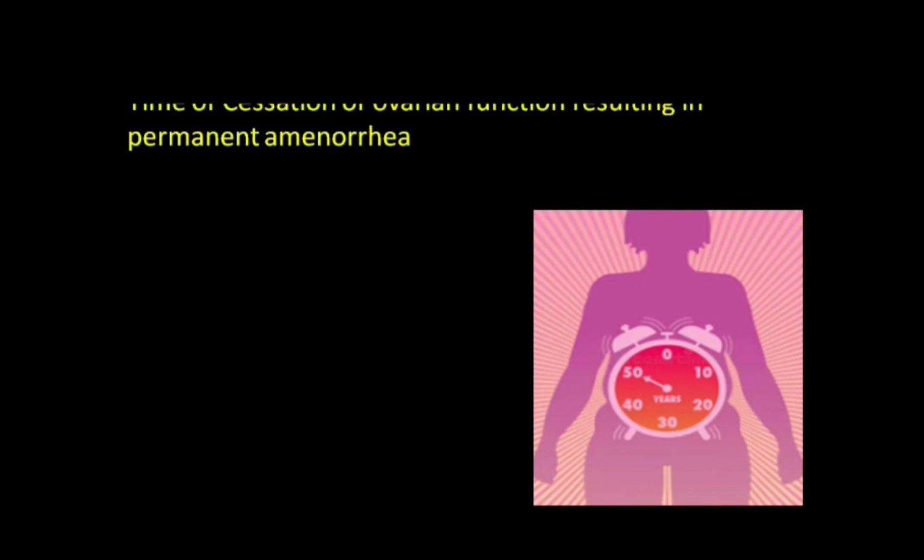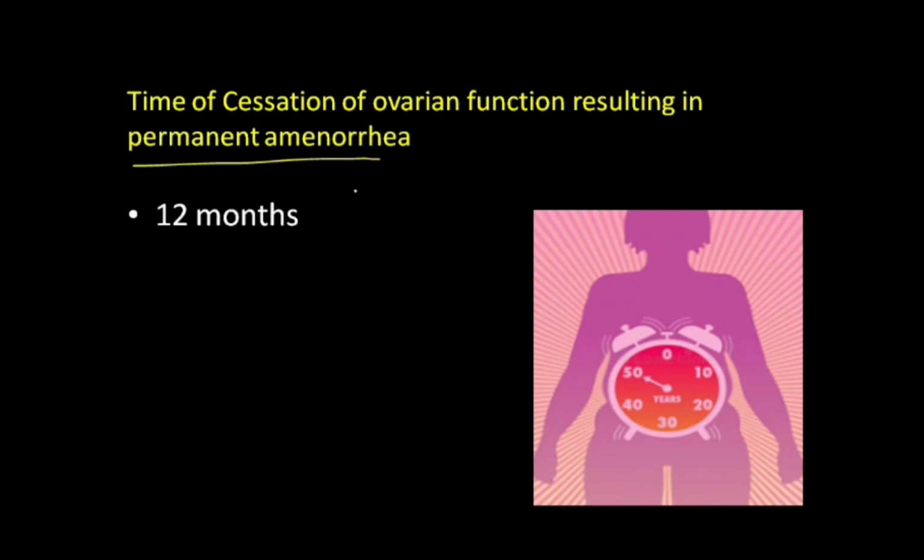Menopause is nothing but the time of cessation of ovarian function resulting in permanent amenorrhea. Amenorrhea is absence of menstruation. So, the time of cessation of ovarian function resulting in permanent amenorrhea is called menopause. Usually, it takes 12 months to confirm the diagnosis of menopause. That is, there should be amenorrhea for at least 12 months.